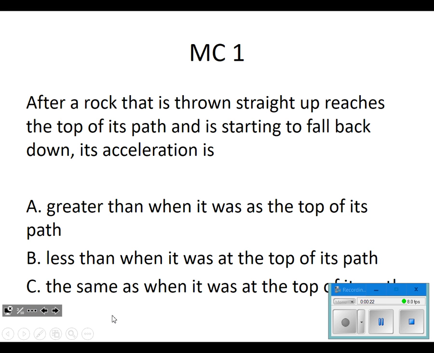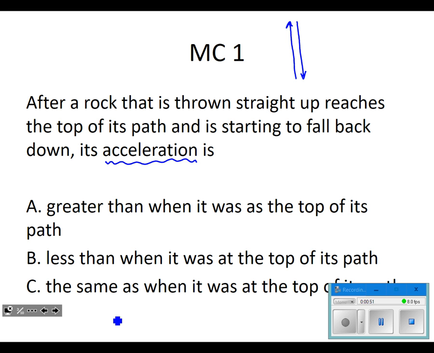So after a rock that is thrown straight up reaches the top of its path and is starting to fall back down, its acceleration is... So we have this lovely ball going up, and then we have it coming back down. And the thought is this is a question about acceleration. It says the acceleration is greater than when it is at the top of its path, or the acceleration is less than when it's at the top of the path, or the acceleration is the same.